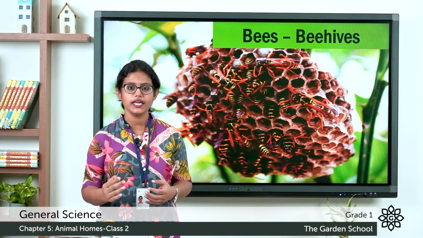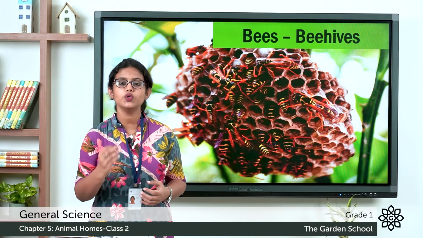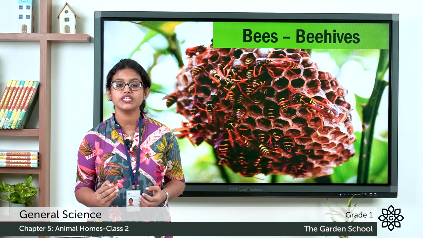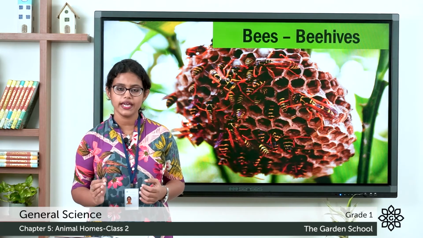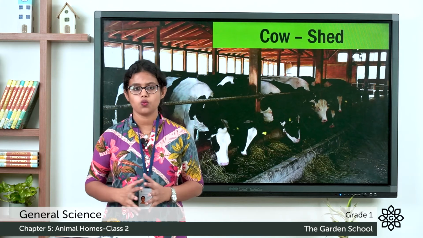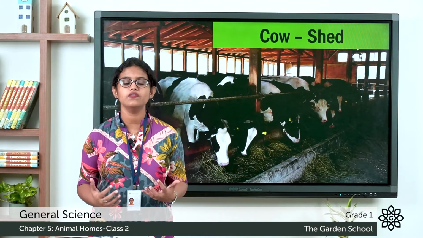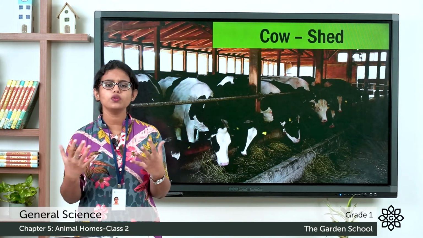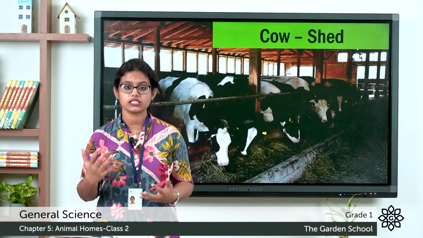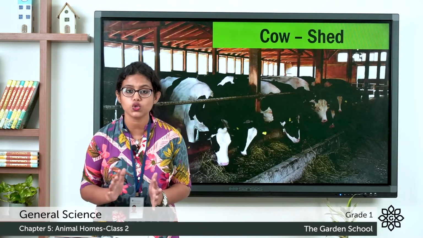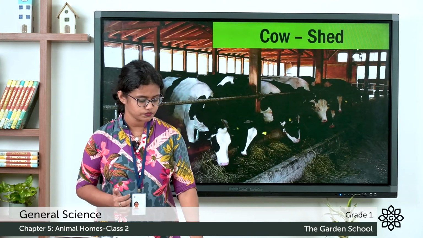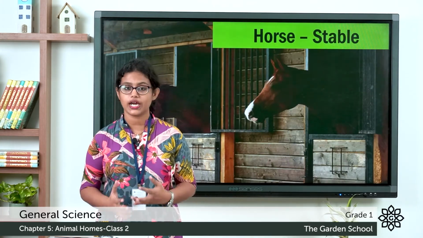And these bees make beehives. And do you know where they make these beehives? They make these beehives in the tree hole. So bees make beehives. Coming to the next one, cow. Where does a cow live? They live in the shed. And how are these sheds made? These sheds are made with wood and sand, and it is made in such a way that it is comfortable for these cows to live. So cow lives in a shed.